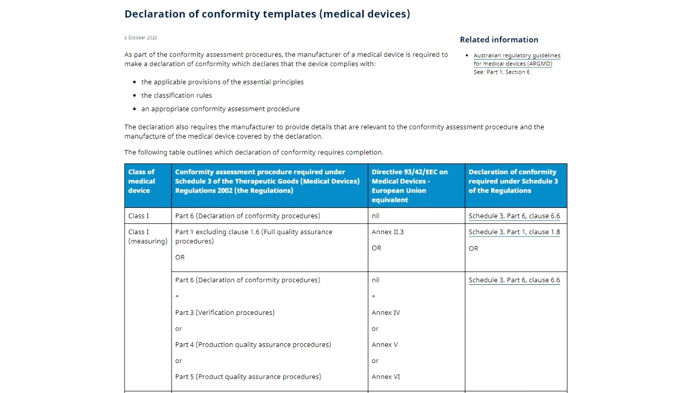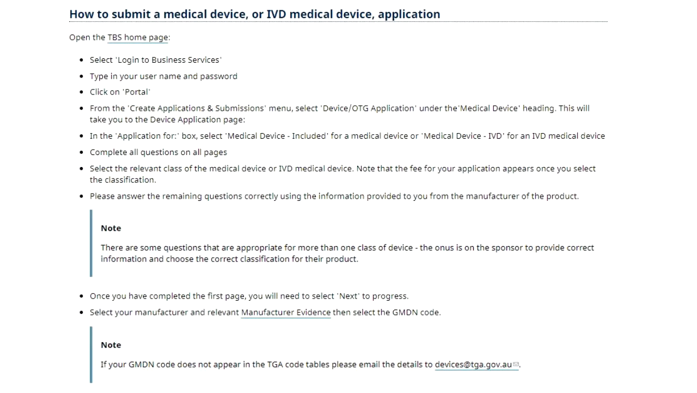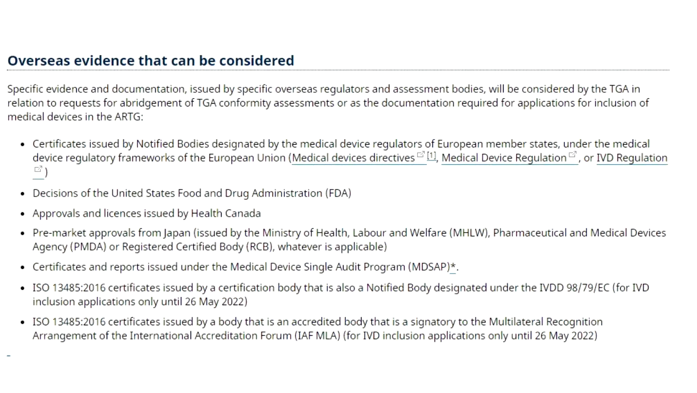Now, for all other classes of devices, you need to click the other section shown here. You would need to submit the manufacturer evidence, which could be a EC certificate. You would also need to submit the Australian DOC as explained previously for Class 1 device.